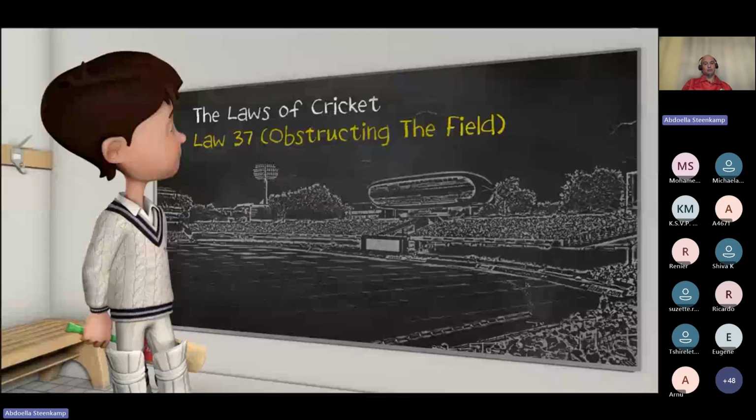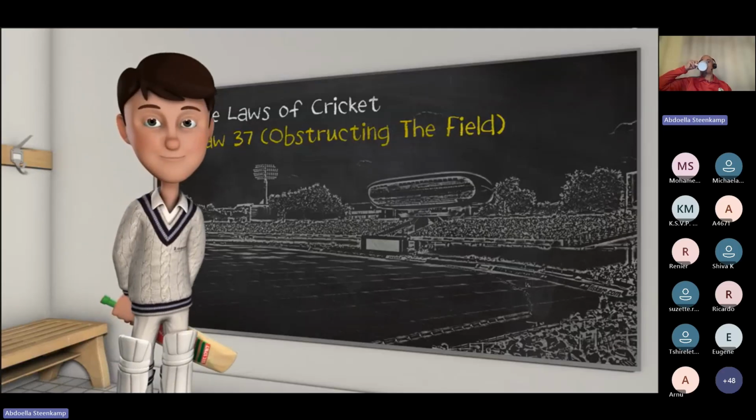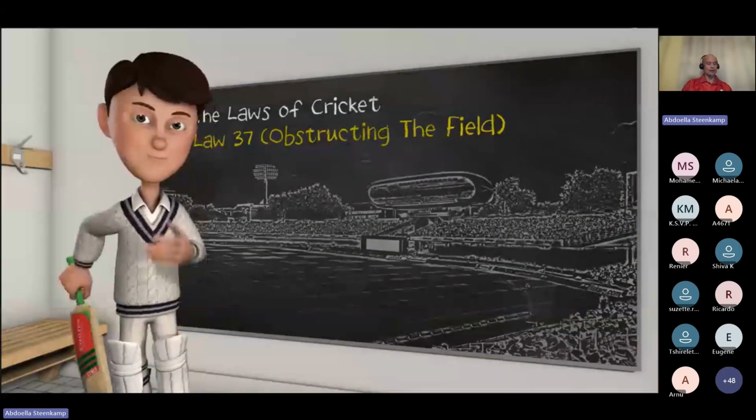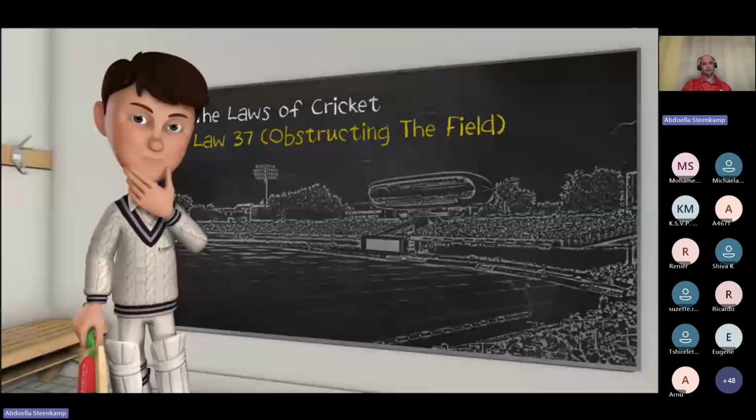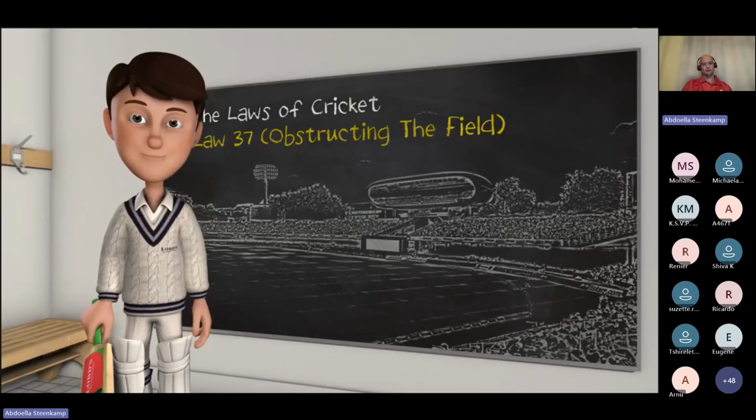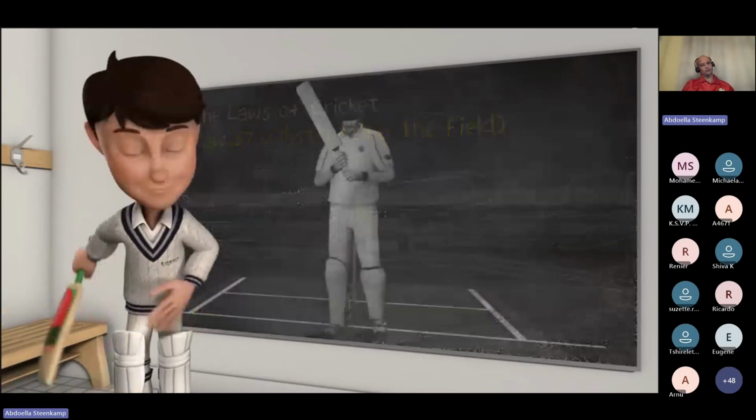Obstructing the field. Let's look at a video. Obstructing the field. A batsman is out obstructing the field if he or she willfully attempts to obstruct or distract the fielding side by word or action. Like this, for example. Thank you, Tommy.